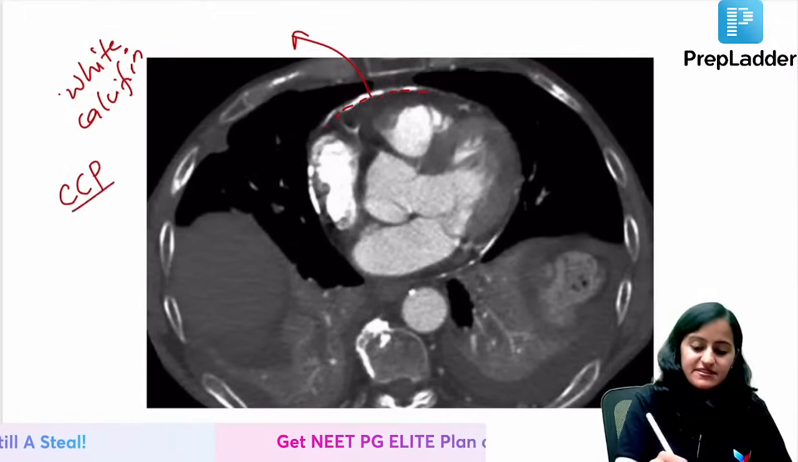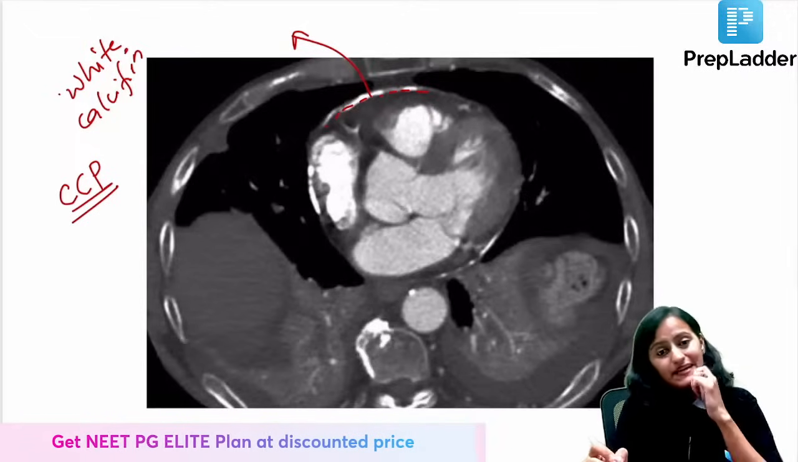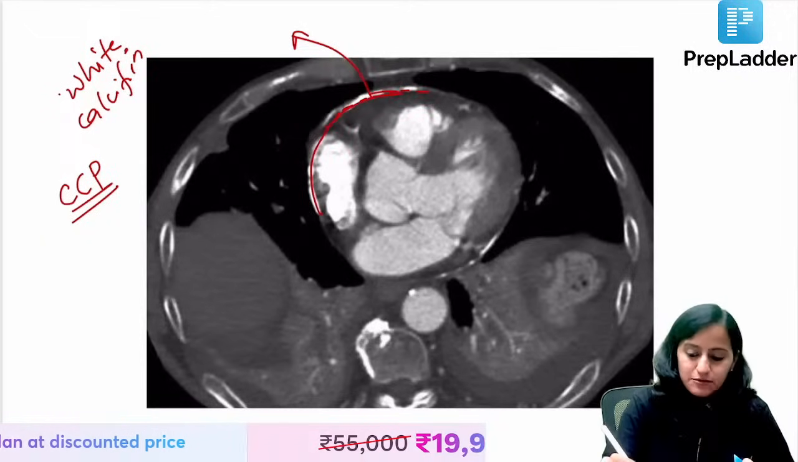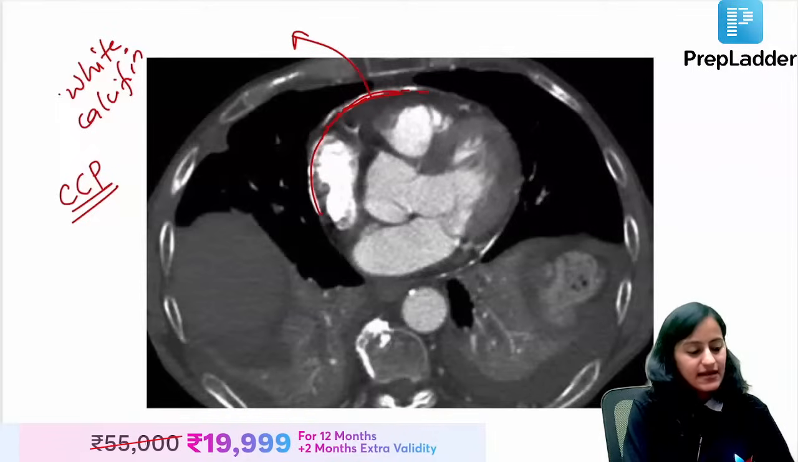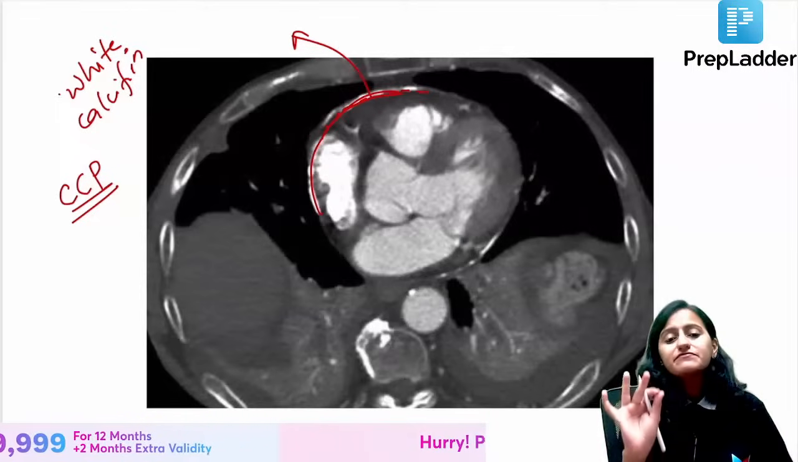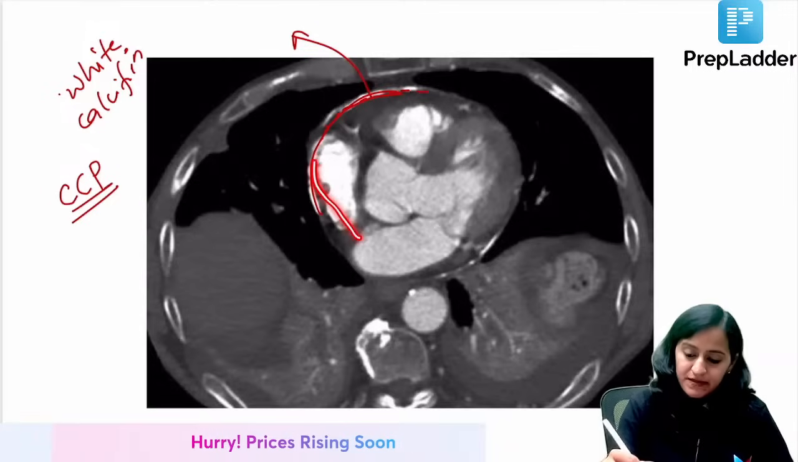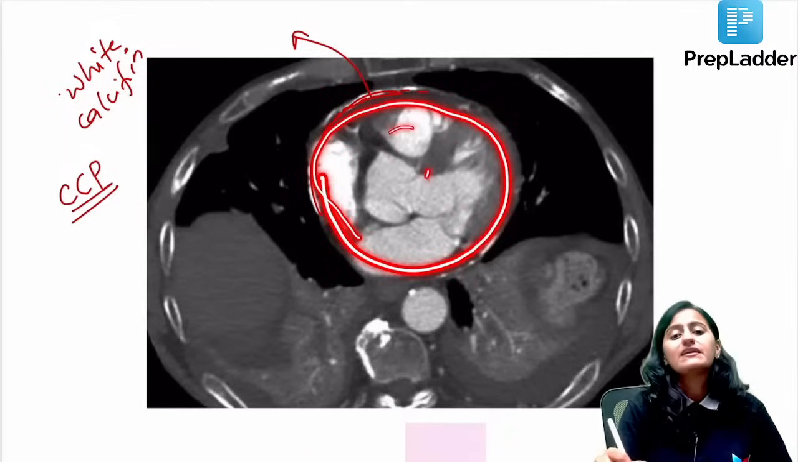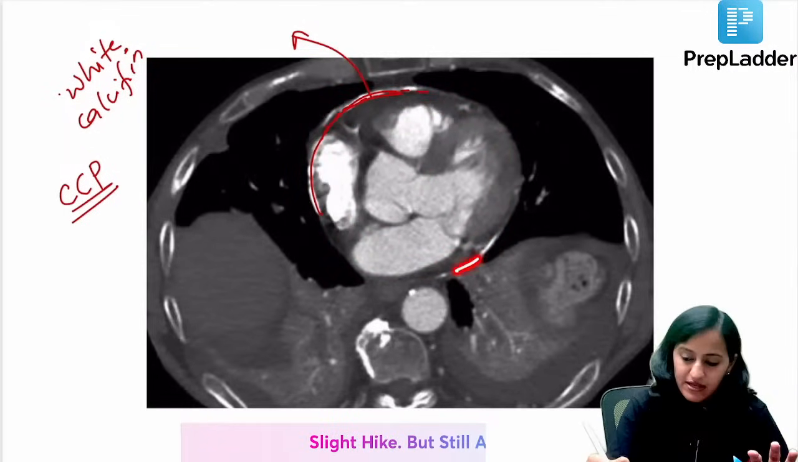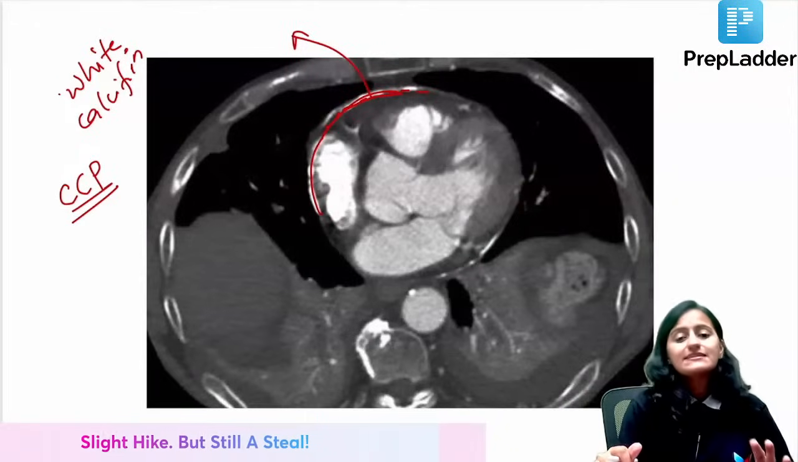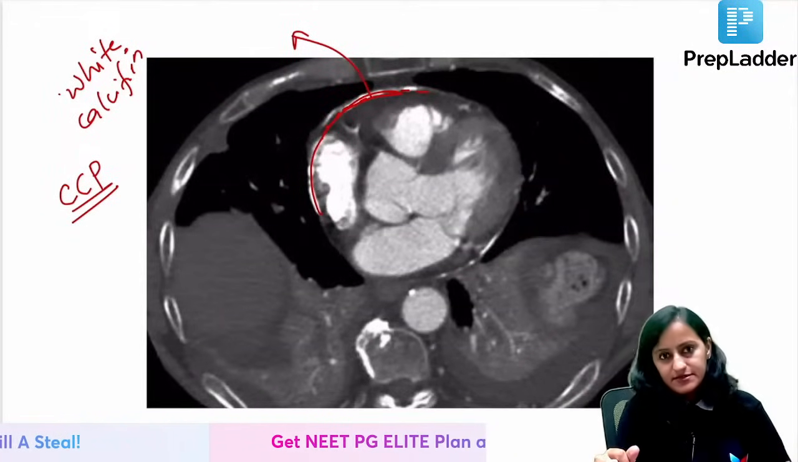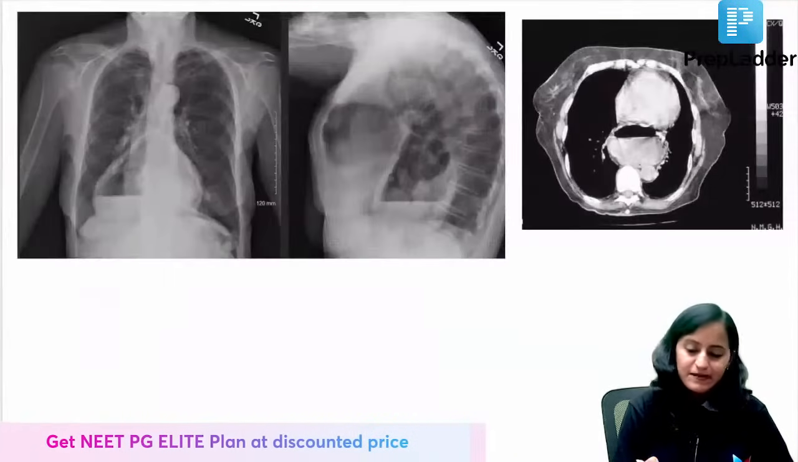This is calcific constrictive pericarditis. This is the white calcification, pericardial calcification. This entire thing is the heart containing the contrast. Surrounding that is the calcification, calcific constrictive pericarditis. Okay, clear with everyone? Right.